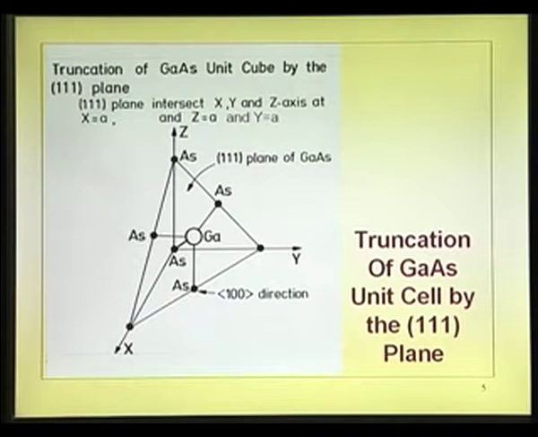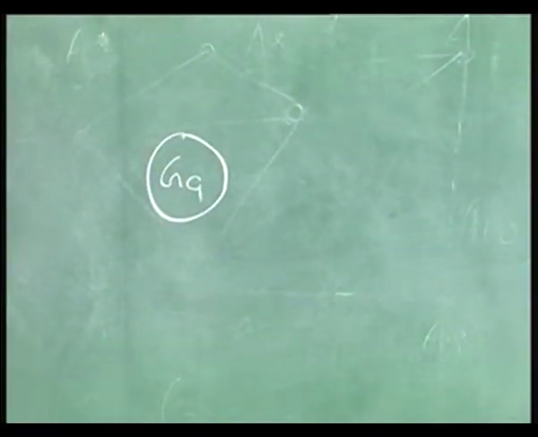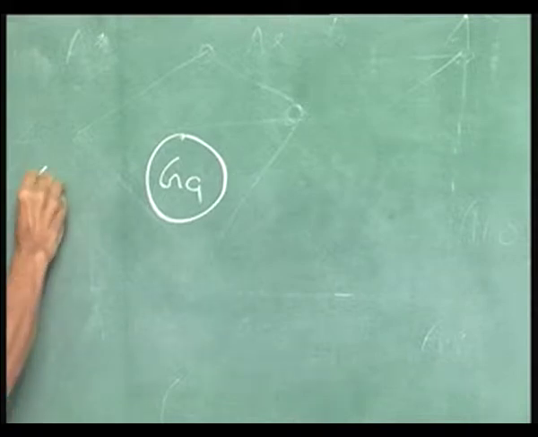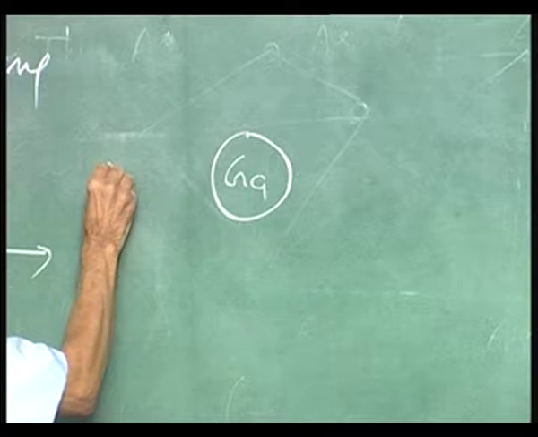So, when you draw a diagram in 2 dimensions, okay, you saw gallium surrounded by arsenic. I think I will put a slightly different color for that arsenic.